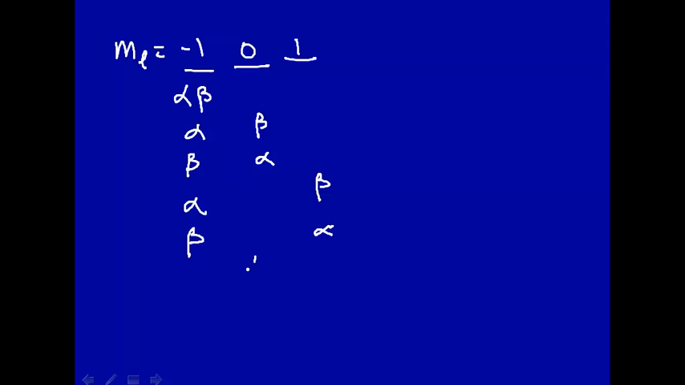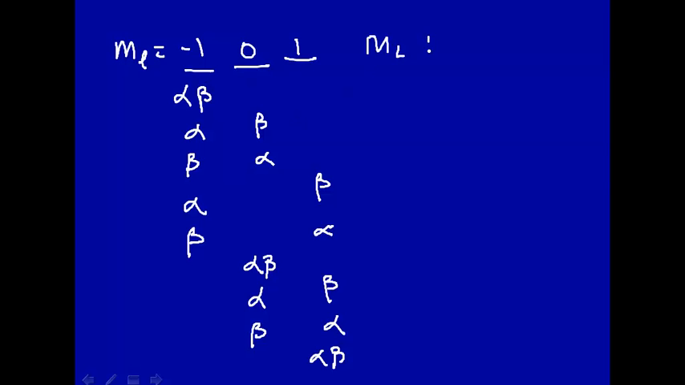Let's put an alpha beta in the middle here. We can put an alpha here and a beta here. Or we can put a beta here and an alpha here. And here we can make an alpha beta. 1, 2, 3, 4, 5, 6, 7, 8, 9. 9 different ways to arrange the alphas and betas among these three units.